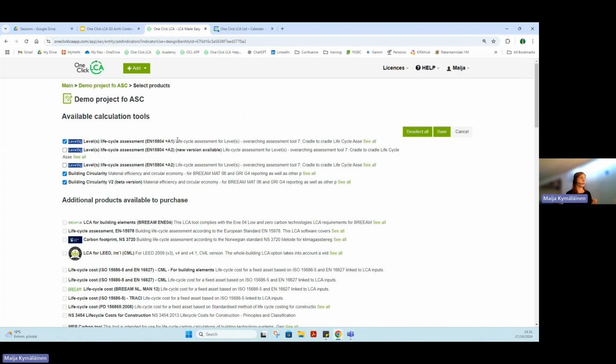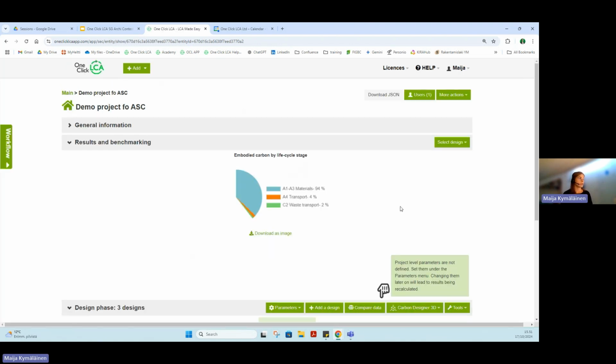But until then, either one of these can be used, and at the moment it's still the issue that plus A1 has more data. But because of the two standards, they differ from each other. So there are different impact factors and different ways of calculating. It's not possible to use them simultaneously. So you can choose both of them, but the results may not be comparable, or they might not be actually calculating correctly depending on your source data. So I would suggest that you choose either one. And here I will choose plus A1 because it has more options in Carbon Designer. So I will explain this in just a second.